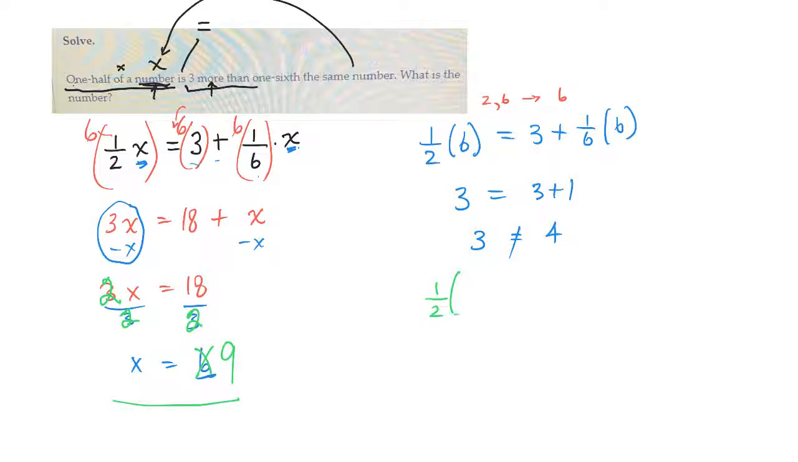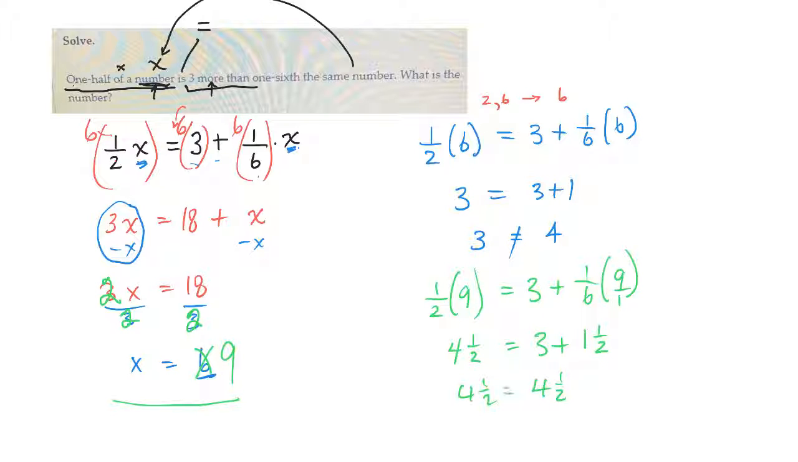So let's try checking this one. 1/2 times 9 equals 3 plus 1/6 of 9. So 1/2 times 9 is 4.5, I think, 4.5. And then I have 3 plus 1 times 9 is 9 over 6, so it'll be 9 over 6. I think that's 1.5. And so 3 plus 1.5 does give you 4.5. Each side is equal to each other. Therefore, I know my answer had to have been 9. All right, that was a good question.